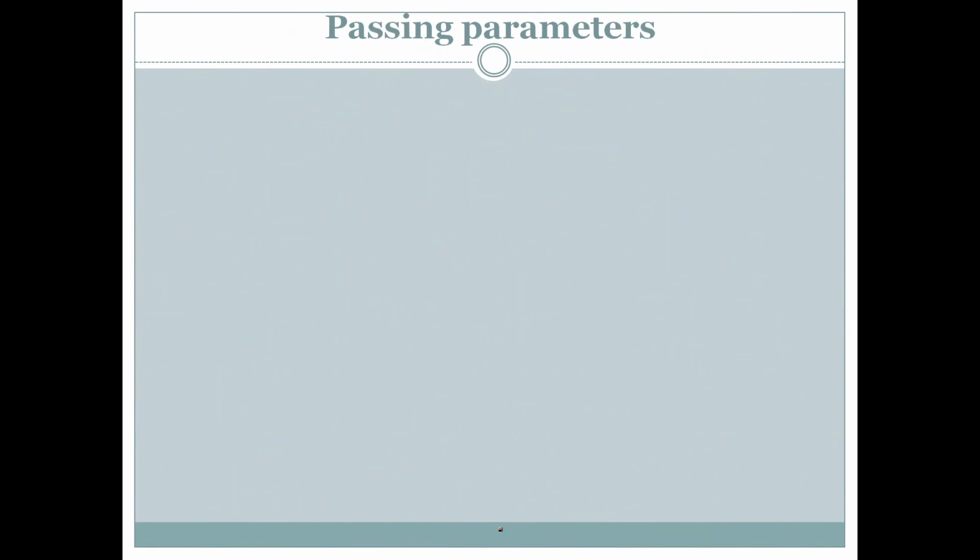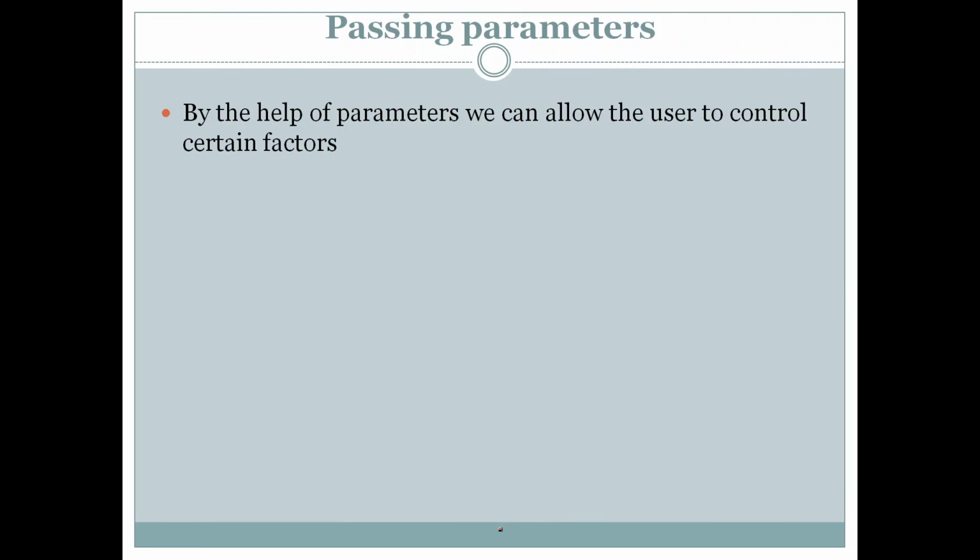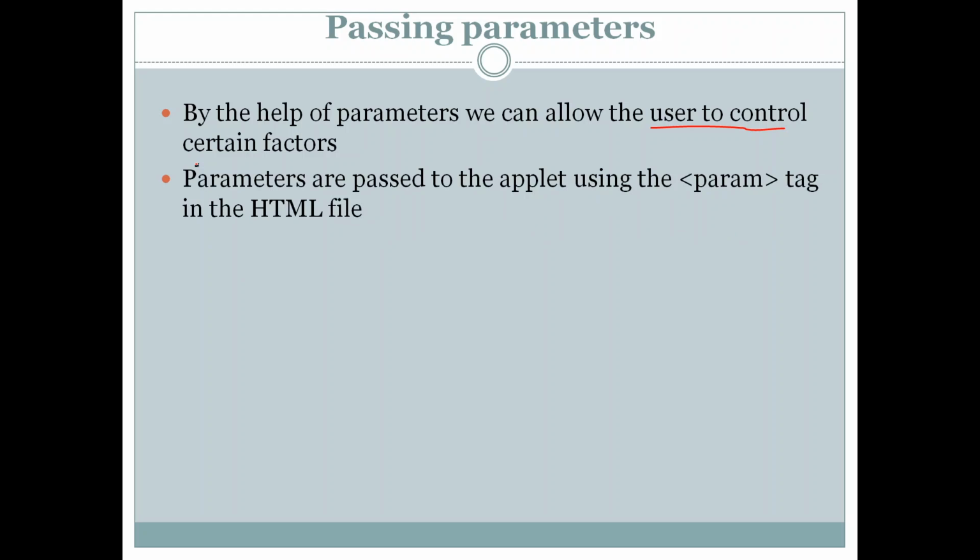Okay, next important thing is passing parameters. It is possible to pass some parameters to the applet from our HTML file. This means we can pass some input from the HTML file to the applet program, which is called parameter passing. By the help of the parameters, we can allow the user to control certain factors.